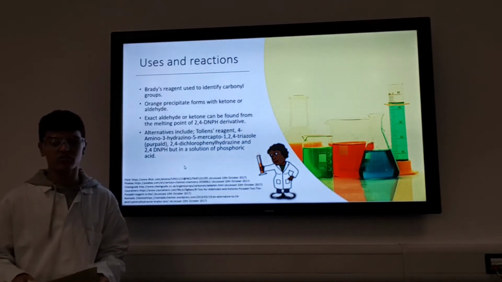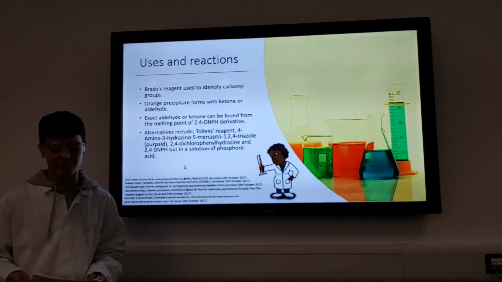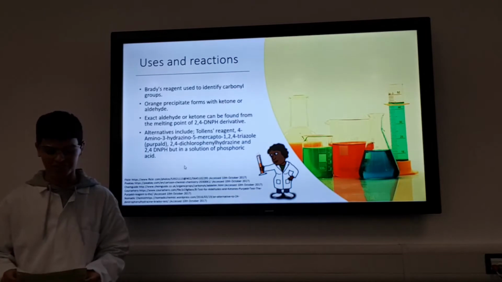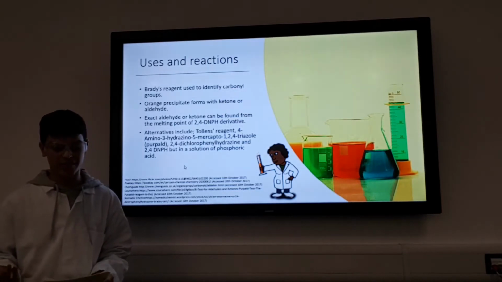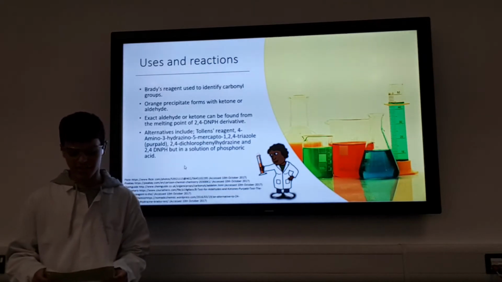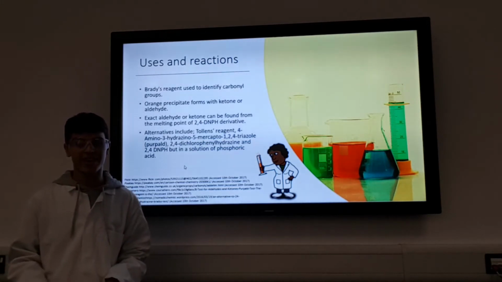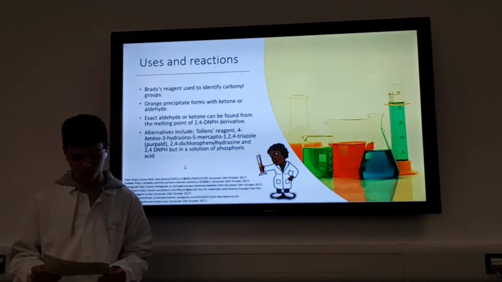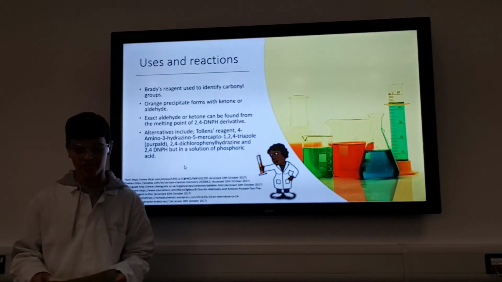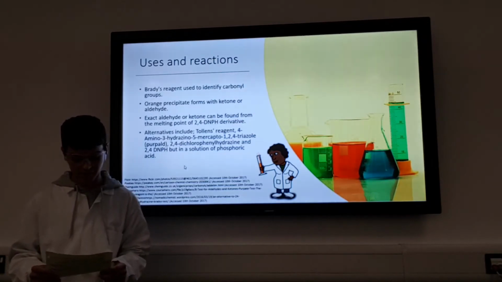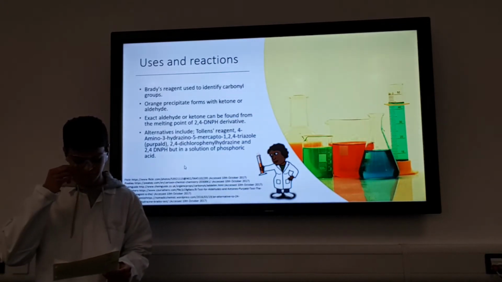But it's still a quick and easy test that is accurate. The best thing about DNPH, other than detecting the presence of ketones and aldehydes, is that it can identify the exact ketone or aldehyde. This is done by filtering and washing the DNPH derivative with methanol to obtain the crystals.